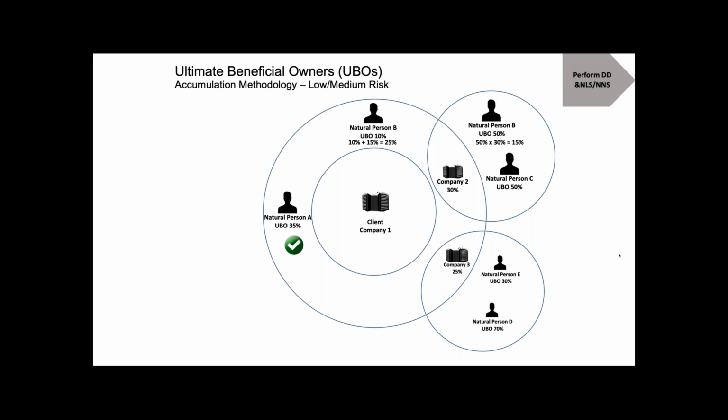Someone doesn't understand, so let me explain. This entity is $100, right? Because remember, the rule is always assume they're worth $100. Natural person B owns 10% of the $100. How much does he own? If natural person B owns 10% of the $100, how much does he own?